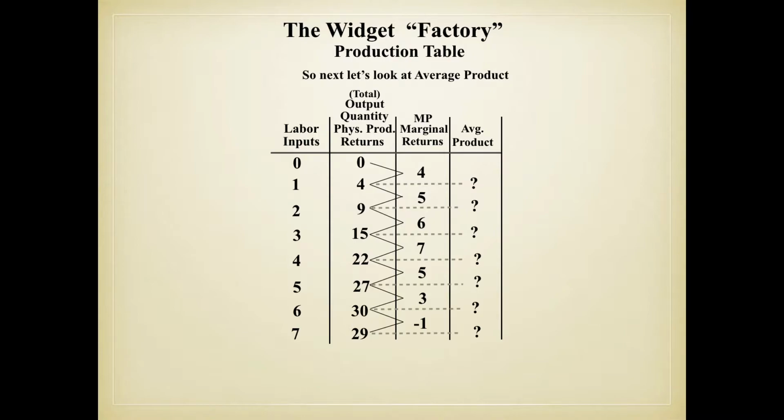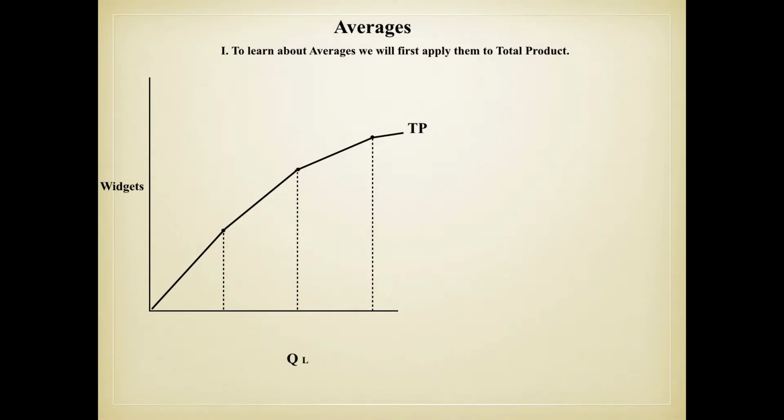So next, let's look at average product. What is the average product at each level of input, and how do we figure it out? To learn about averages, we will first apply them to total product. The following numbers are a textbook example and do not apply to the widget table numbers.